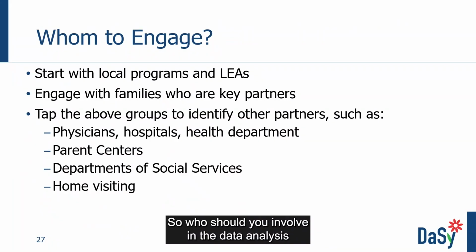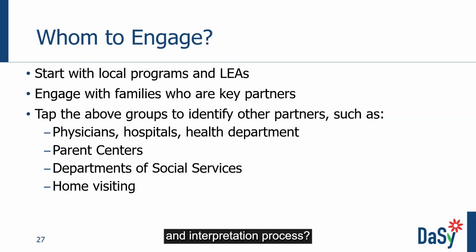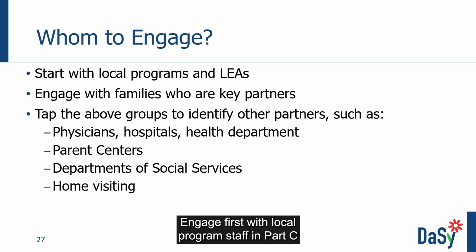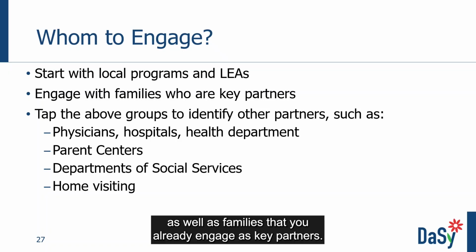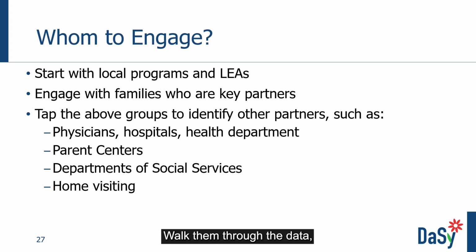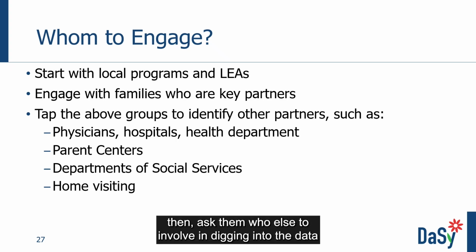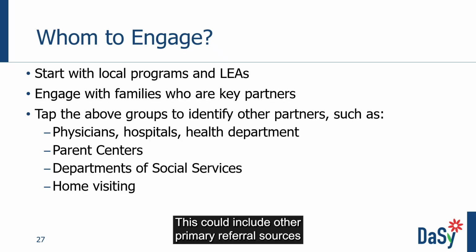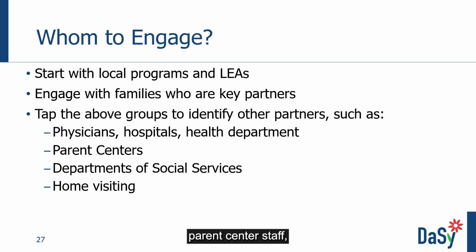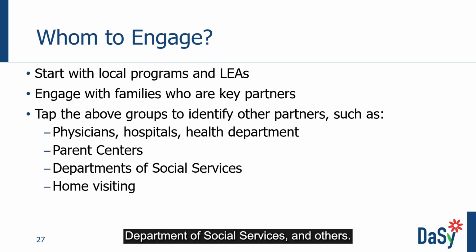So who should you involve in the data analysis and interpretation process? Engage first with local program staff in Part C and LEAs for Part B 619, as well as families that you already engage as key partners. Walk them through the data, ask about how they interpret the results, then ask them who else to involve in digging into the data to identify areas for improvement. This could include other primary referral sources such as physicians, health department staff, parent center staff, Department of Social Services, and others.